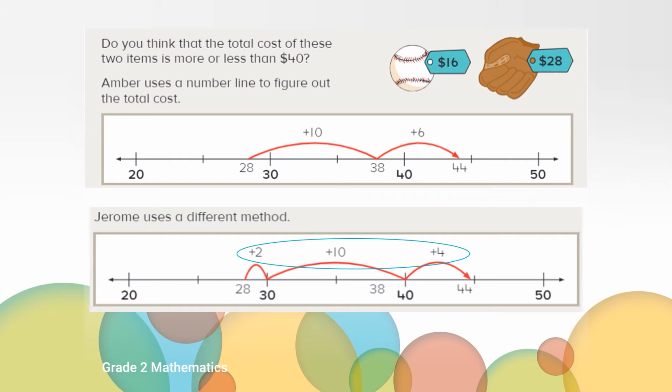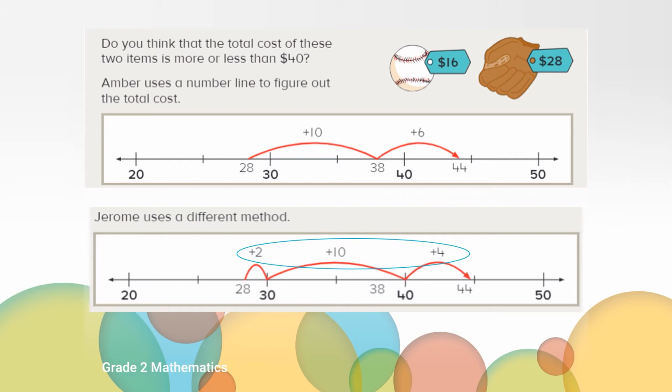Look at Amber and Jerome's number lines. What is the same about them? Maybe you notice they both start with the price of the glove, $28. Maybe you notice they both ended at the total cost, $44. Maybe you noticed all of their jumps add up to 16.